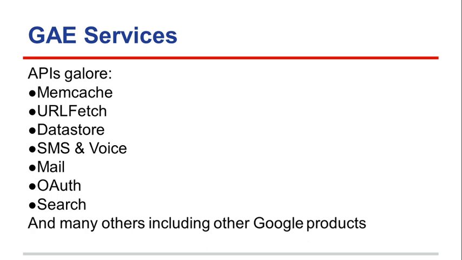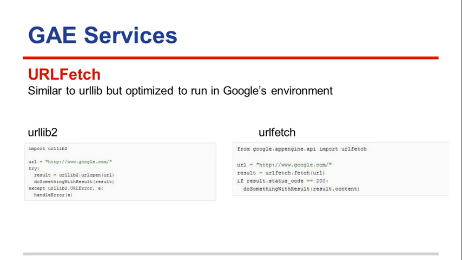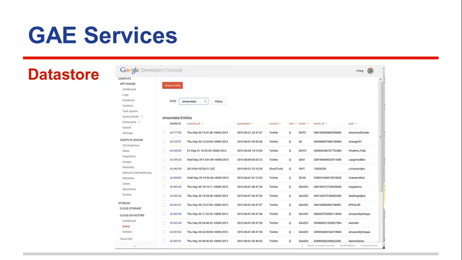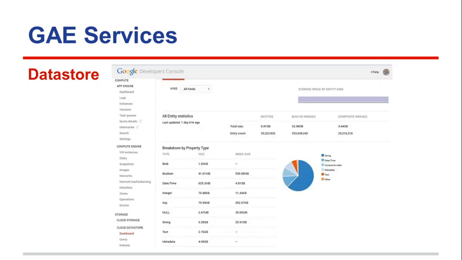The Google App Engine services are APIs such as memory cache, URL fetch, data store, SMS and voice, mail, authentication, and search. URL fetch is similar to a URL fetch but optimized to run in the Google environment. We also have a data store: based upon a query we can access the data present in the database. Here is a pictorial representation of how the data is stored in the DB.